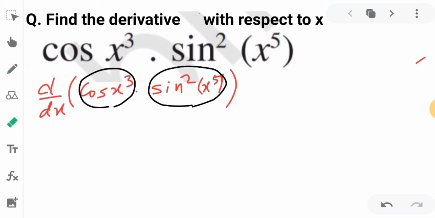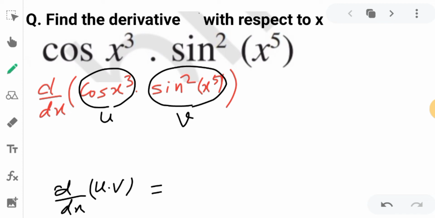So how can we find it? You have studied one formula for this. The formula is the derivative of u into v. Here u is a function of x, like cos x cube, and v is another function of x; I can take sin square x to the power 5 as v.